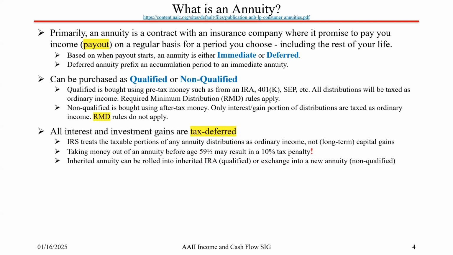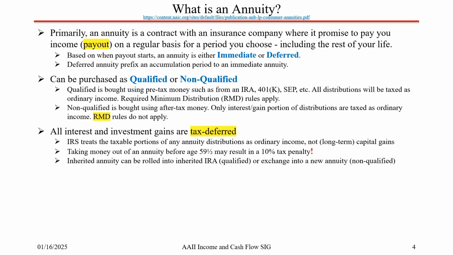Now, the nice thing about a deferred annuity is the interest and investment gains are tax deferred. However, anytime you take money out of it, it's treated as ordinary income. There's no favorable long-term capital gain treatment. Also, if you take the money out of an annuity before age 59 and a half, you might have a 10% penalty like you do with an IRA.